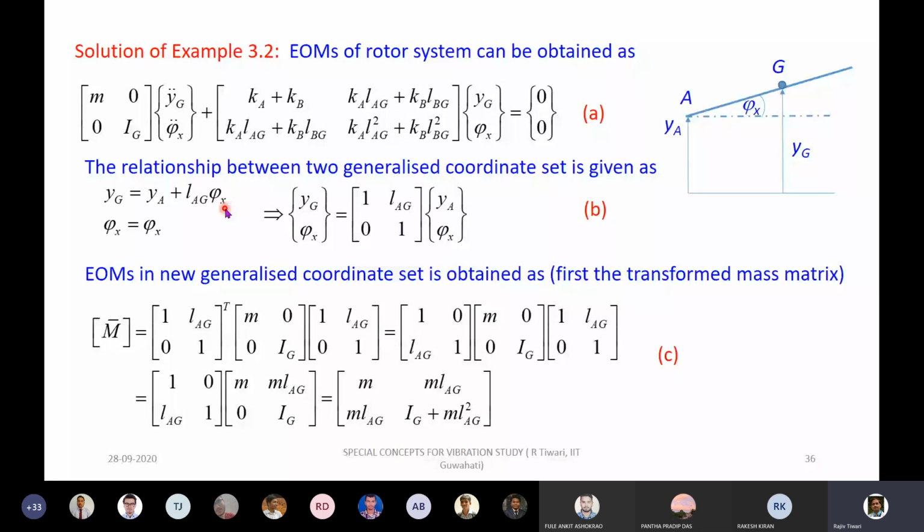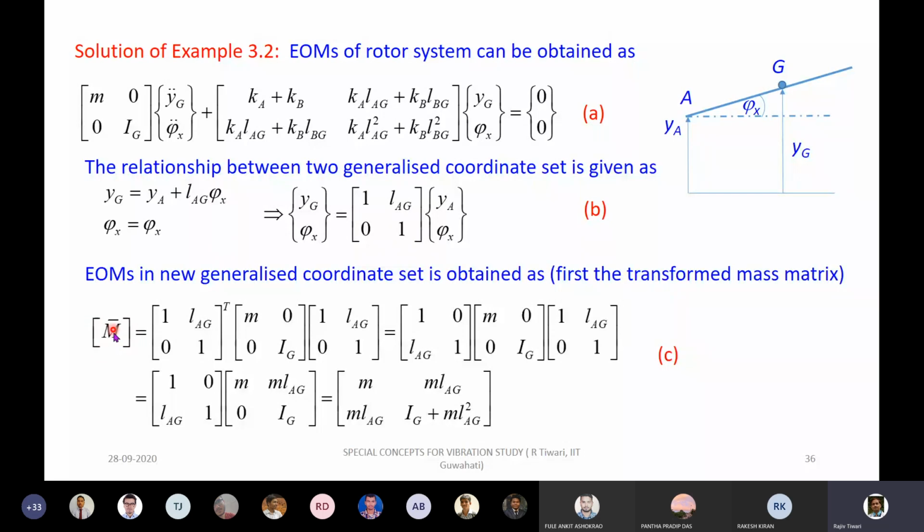If we combine them in a matrix form, this is the Q matrix, this is the eta matrix, and this is the transformation matrix. Because they are related geometrically, the beta matrix contains constants related to the geometry of the system. So this is the transformation matrix for the equation of motion to be transformed to the new generalized coordinates, which are Ya and Phi x. To transform that, we need to post multiply the mass matrix by the beta matrix, and pre-multiply by the transpose of the beta matrix.